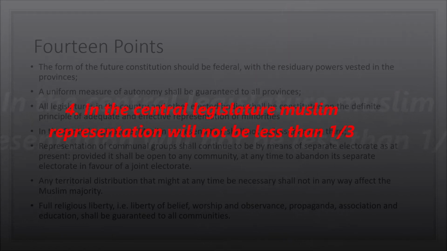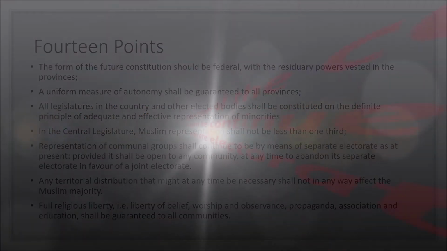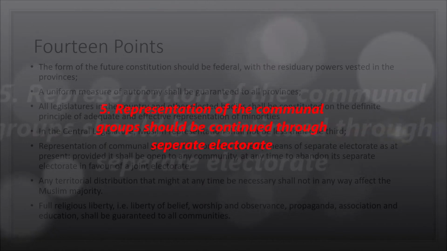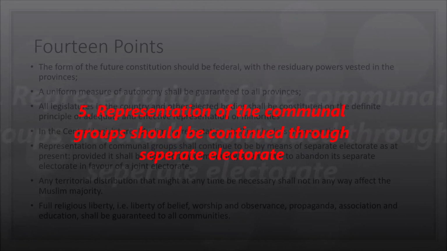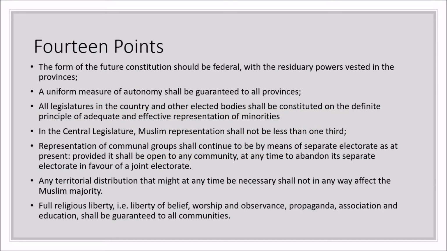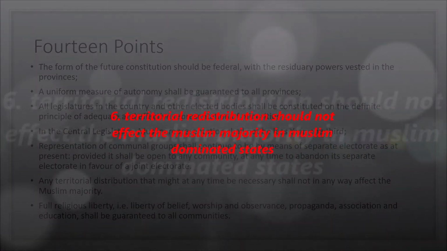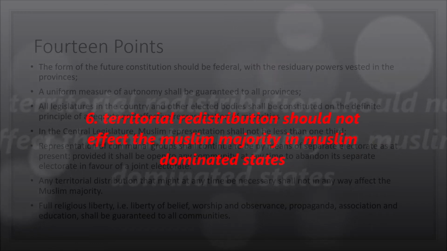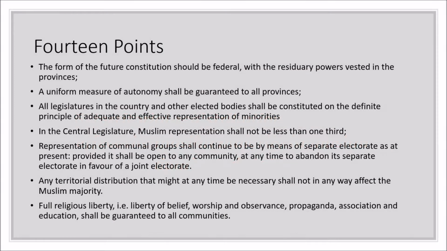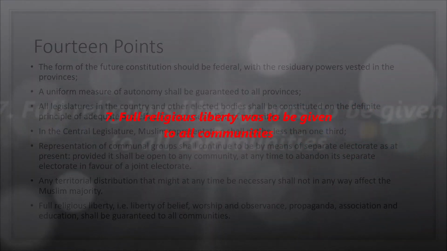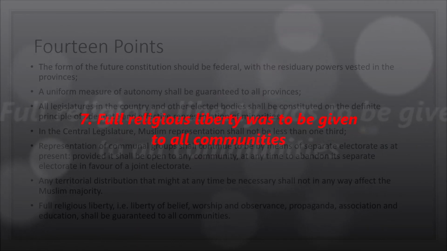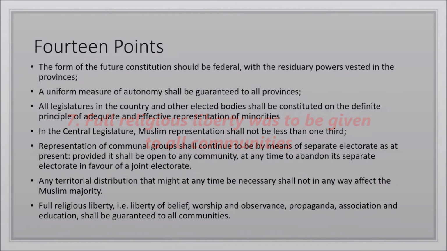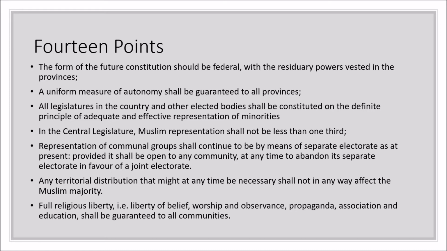Number five was that the representation of the communal groups shall continue to be by means of separate electorate as at present. Number six was any territorial distribution that might at any time be necessary shall not in any way affect the Muslim majority. Number seven was that full religious liberty, that is liberty of belief, worship and observance, propaganda, association and education shall be guaranteed to all communities.